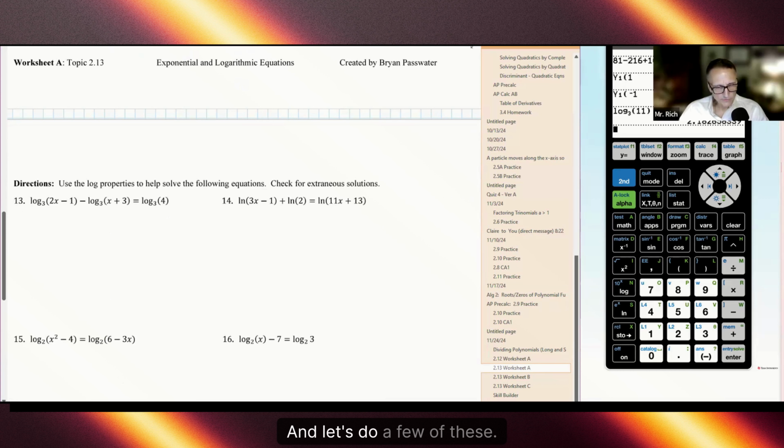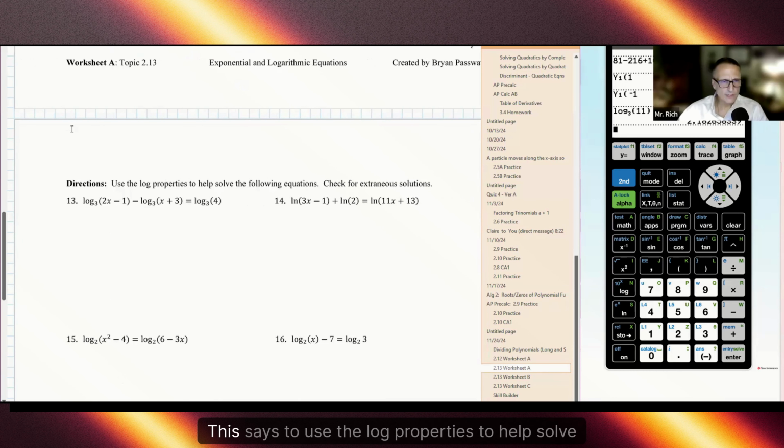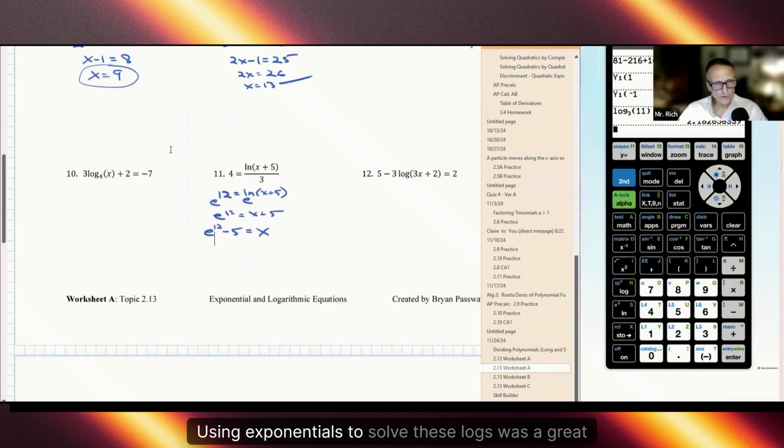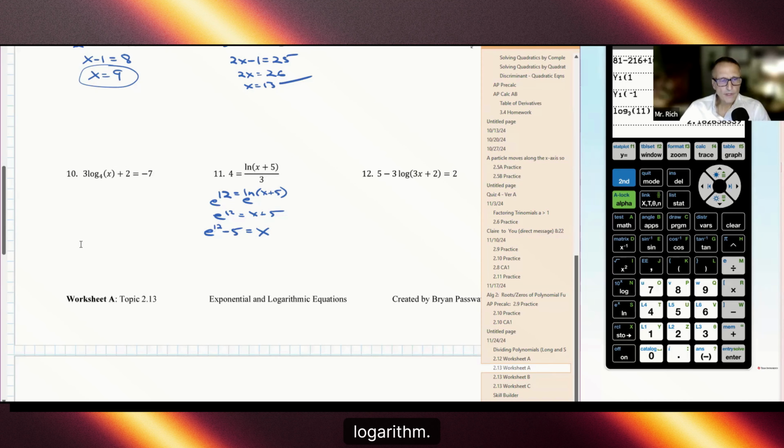And let's do a few of these. This says to use the log properties to help solve the following equations. Using exponentials to solve these logs was a great way to do it because I only had one log on one side of the equation. So I could get rid of that log through just exponentiating with the base of the logarithm.